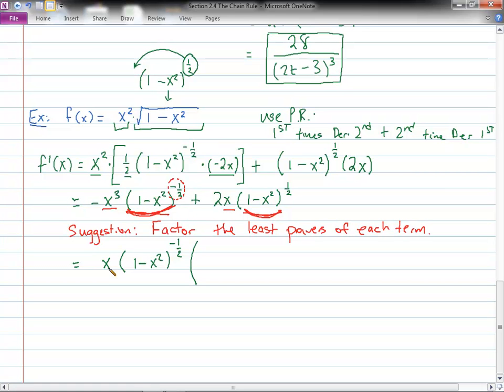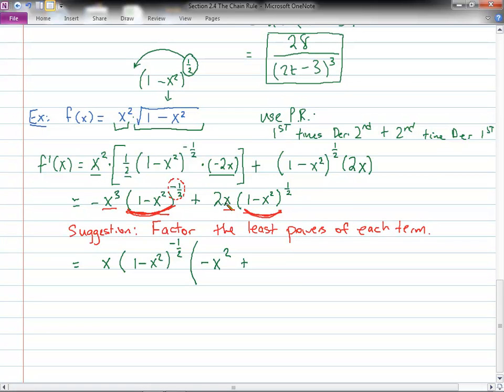So if we factored out an x out of this first whole term, you have 2 of them left, right? So minus x squared left. You also factored out a 1 minus x squared to the negative 1/2, so that's completely pulled out. So all you got left in your first term is negative x squared. Make sense? So far? Okay, what about the second one?